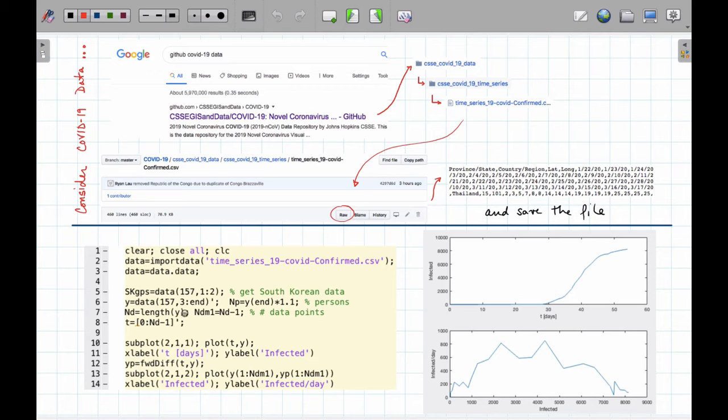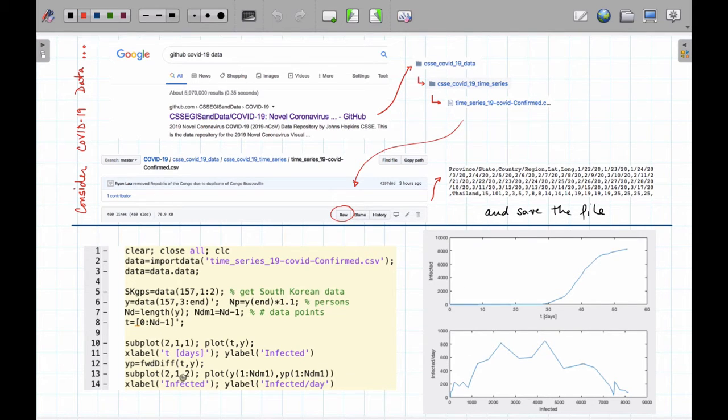The number of data points is just the number of days that we have data for, and we set up a time array that goes from 0 all the way up to the number of data points minus 1. And we go ahead and plot that data. You'd plot that data here in the first line, with the number of days on the x-axis and the number of infected people on the y-axis.